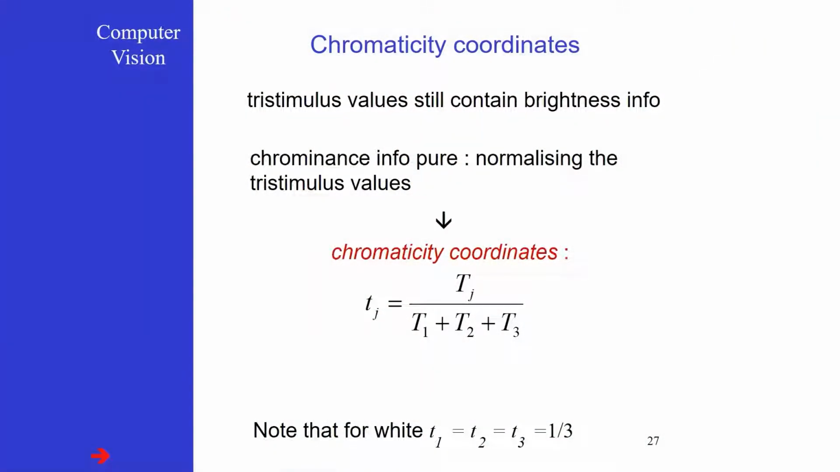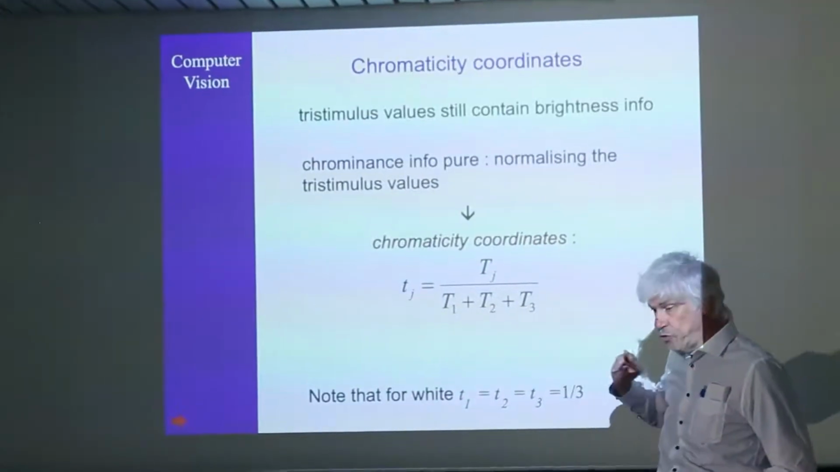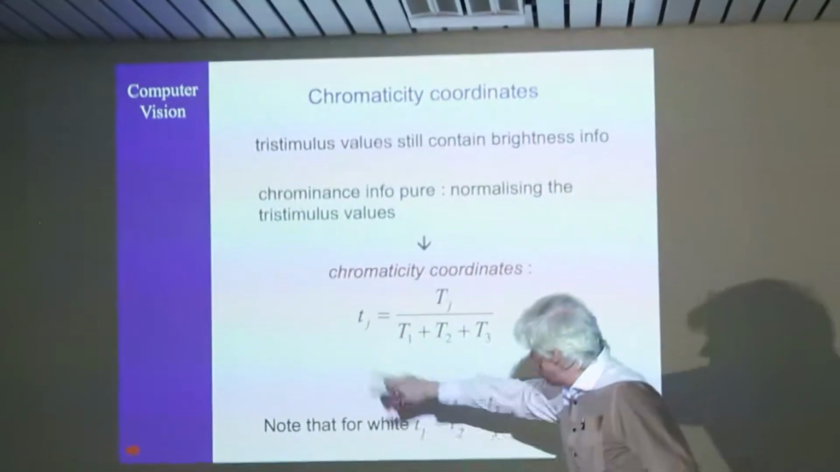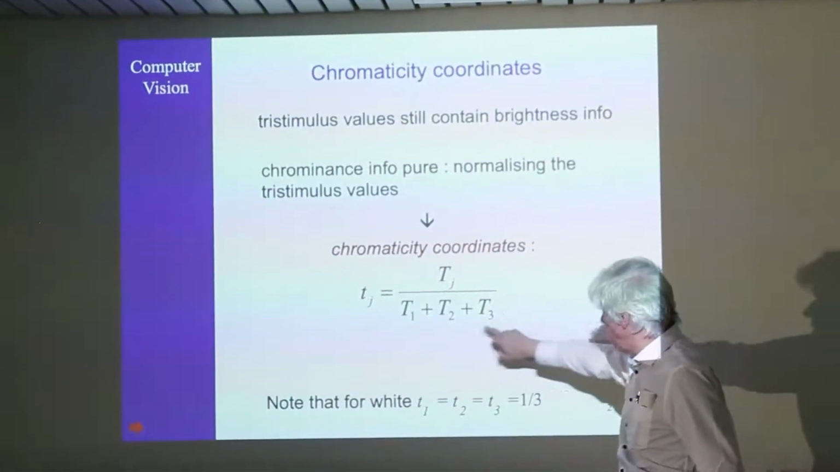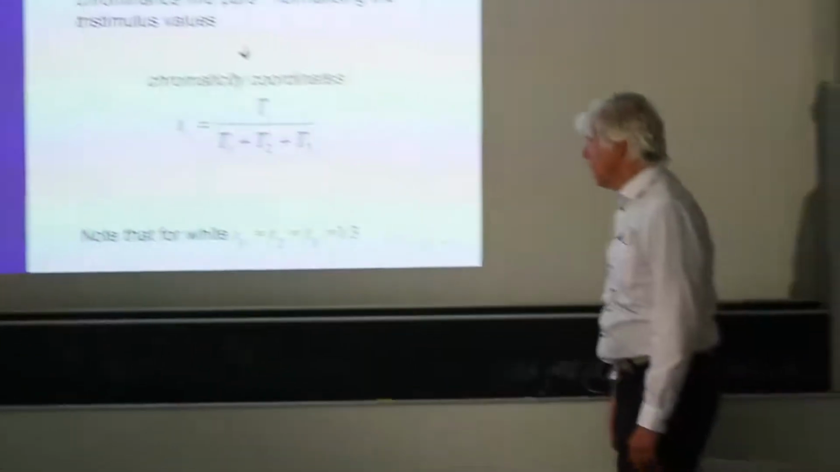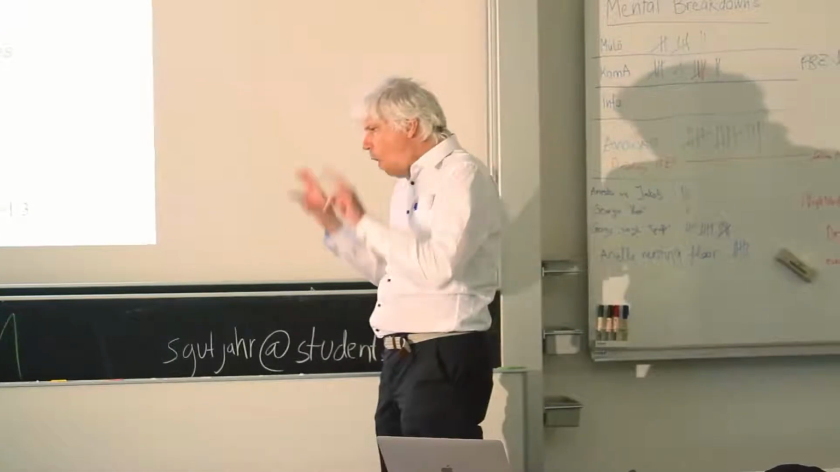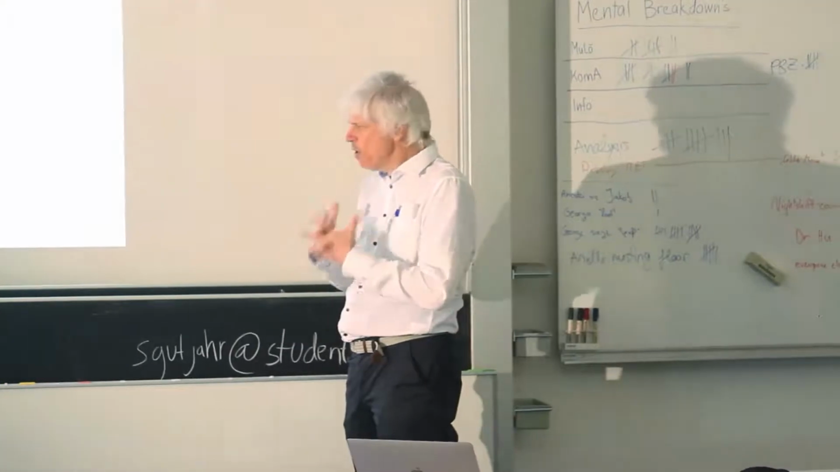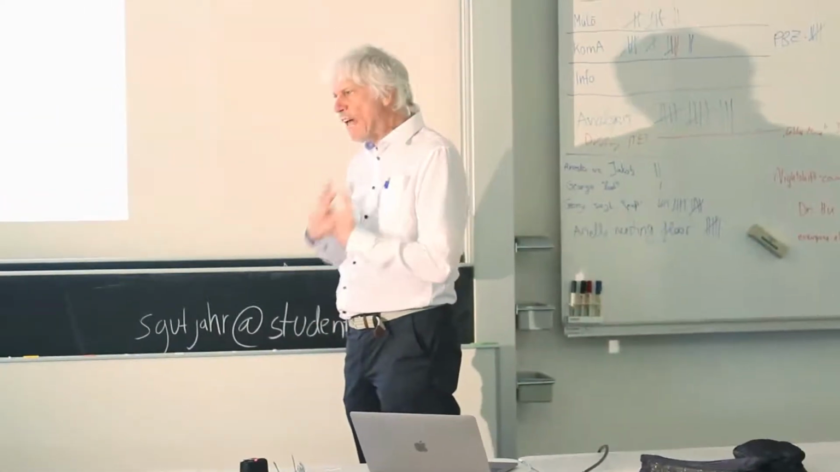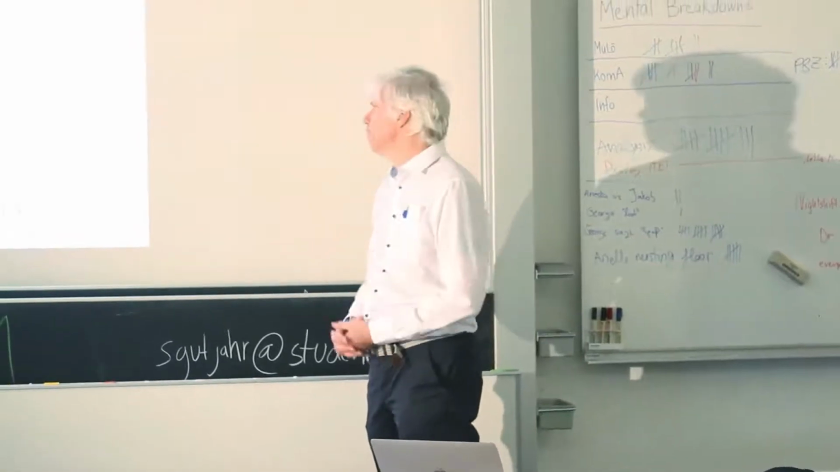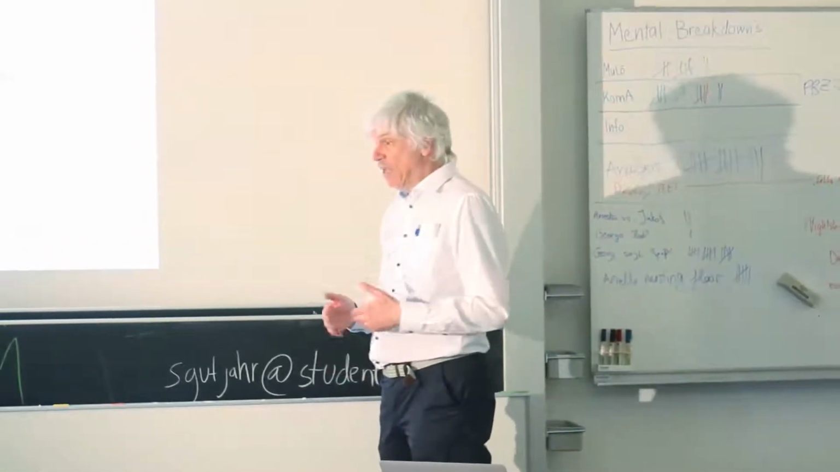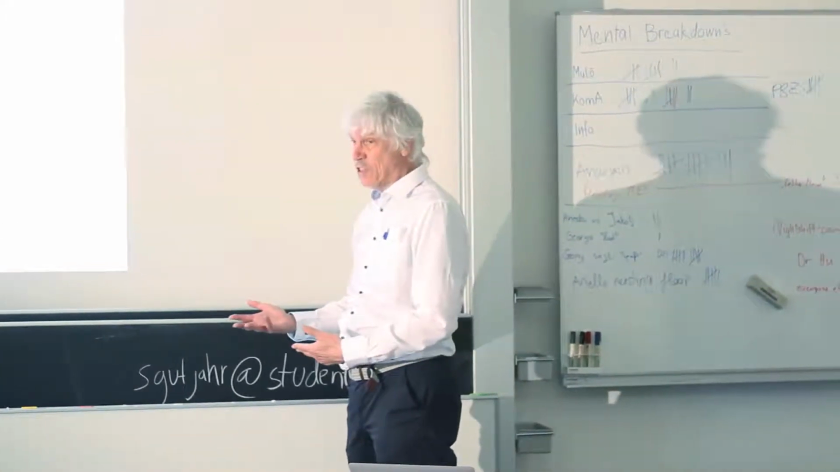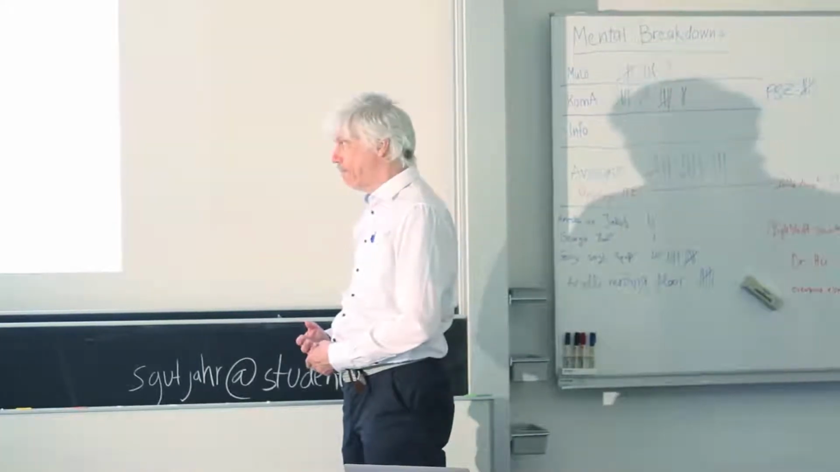Note that for standard white, where we had capital T1, T2, T3 all being 1, we get lowercase t that are 1 over the sum of 1 plus 1 plus 1, so 1/3. So the color white in the chromaticity coordinate space is found at 1/3, 1/3. That's where you find the reference white with which that particular chromaticity space has been built. And note you can give another definition of what you call white, and you would then get different stimulus coordinates, different chromaticity coordinates.